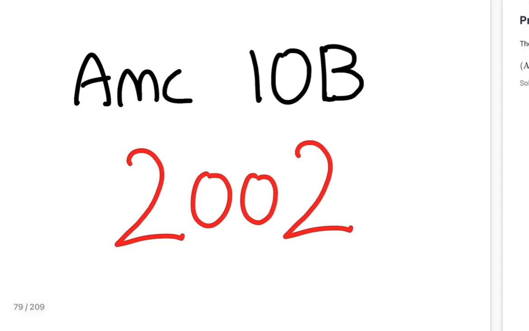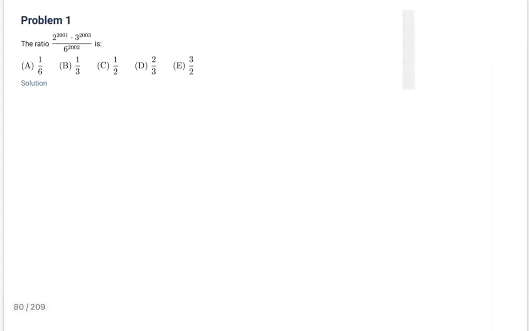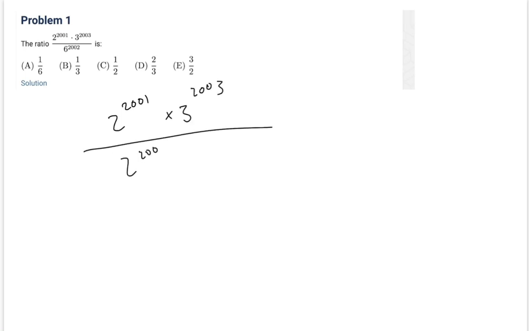So let's get started. For our first problem, the ratio 2 to the 2001st power times 3 to the 2003rd power over 6 to the 2002nd power is... So let's separate 6 to the 2002nd power into 2s and 3s: 2 to the 2001 times 3 to the 2003 over 2 to the 2002 times 3 to the 2002 equals 2 over 3. This is E.